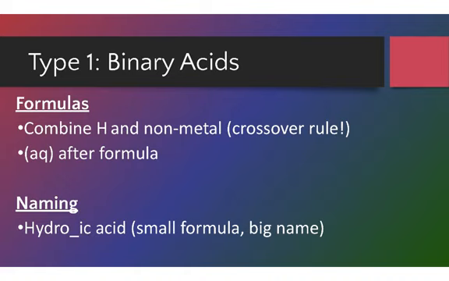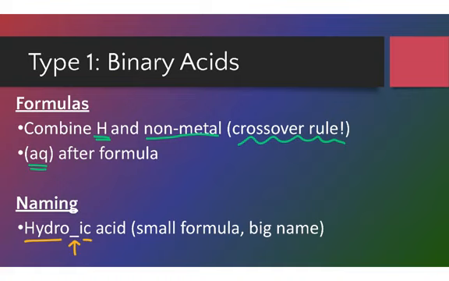The first is a binary acid. When we're making formulas for binary acids, they always start with H, all acids do, and then we're just going to add a non-metal using the crossover rule. And again, last finishing touch, we'll add an AQ after the formula. In terms of naming, we have hydro at the very beginning, then we insert the element name, and then we put an ic on the end.